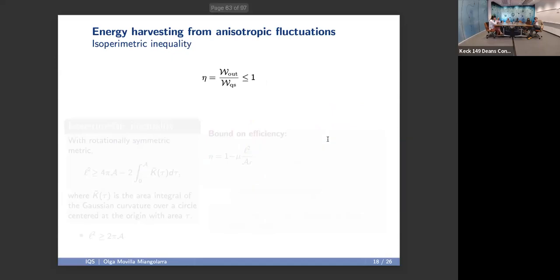Now, as I promised, let us look also at efficiency. In this setting, we're going to define efficiency as this ratio between the work output and the quasi-static work.